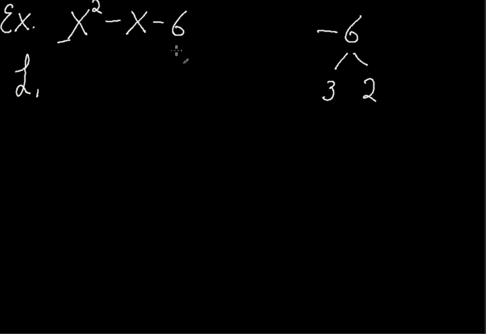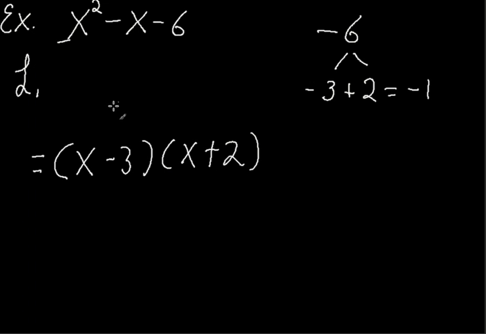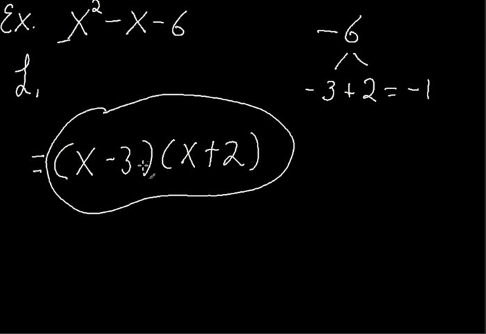Let's try those. I need them to add to a negative number, so I'm going to pick negative 3, because negative 3 plus 2 equals negative 1, and that's what that b term is. Since I've identified that the factors are negative 3 and 2, we've already solved the problem. It would be x minus 3, x plus 2, and this is fully factored. For your own studies, you can redistribute this and check that you'll get the original back.